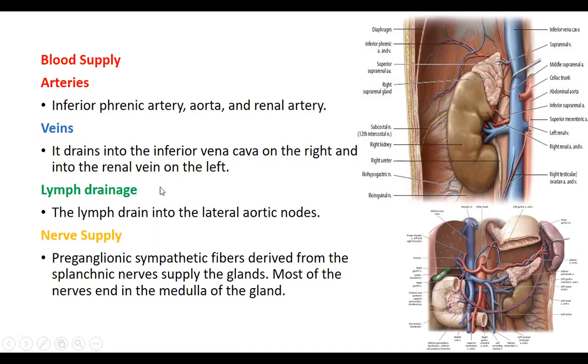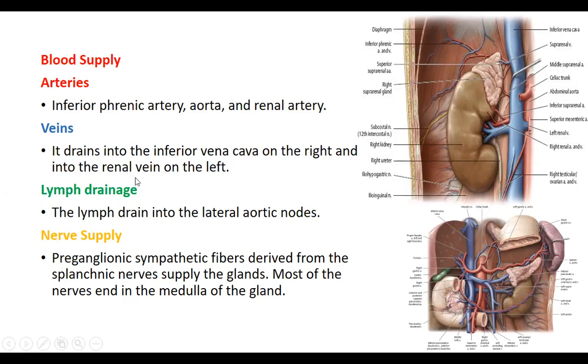So on the right side, the venous drainage will be into the inferior vena cava, and on the left side it will be draining into the renal vein, because the inferior vena cava is very far from the left kidney and the left suprarenal gland. So it will be draining into the left renal vein, and from there into the inferior vena cava. That is the difference between the venous drainage on the right side and the left side.